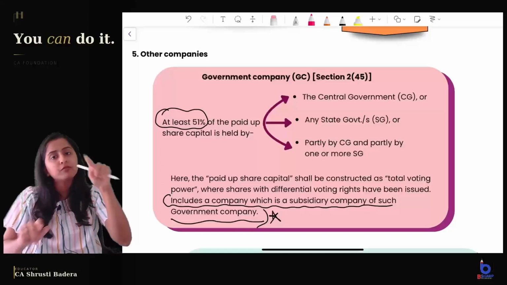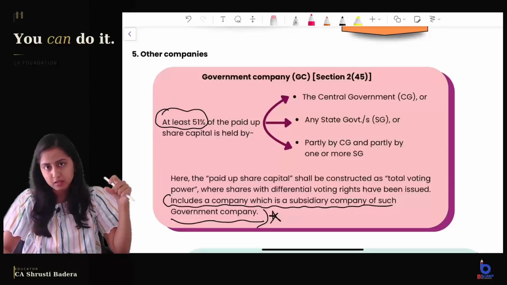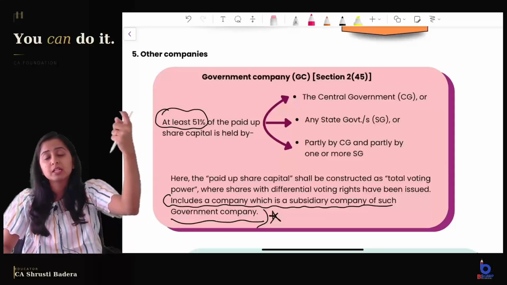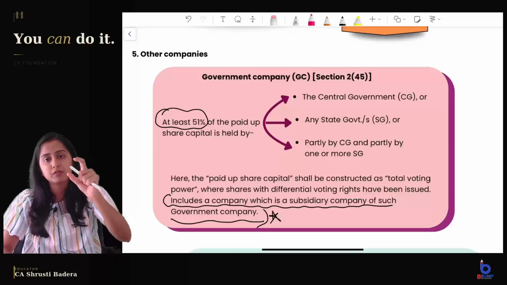So when you count the 51%, you have to include only the government share. Don't include the share of a government company. If one government company has a share in this company, don't include that share while counting 51%.